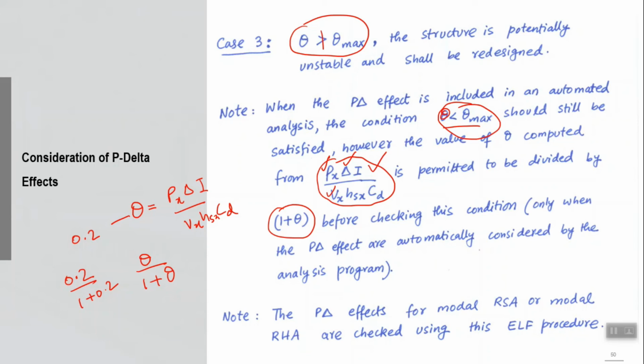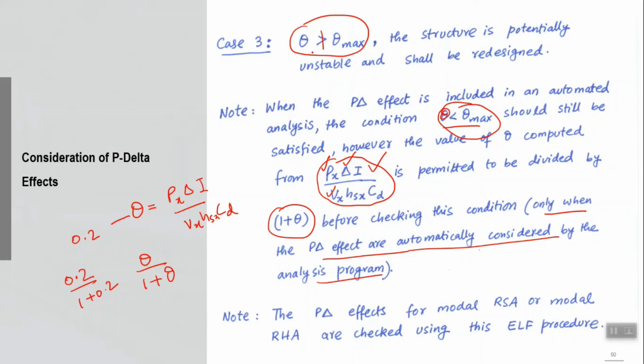So please keep all those quick tricks in mind while performing that step by step procedure. These provisions are all connected. There are always ifs and buts, so you need to consider all of them in totality, not just one provision at a time. So just see one provision, but if there is any exception somewhere else, please consider that also. This is only when the P delta effect is automatically considered by the analysis program. Then you need to divide your calculated theta by 1 plus theta again to check that condition, right?